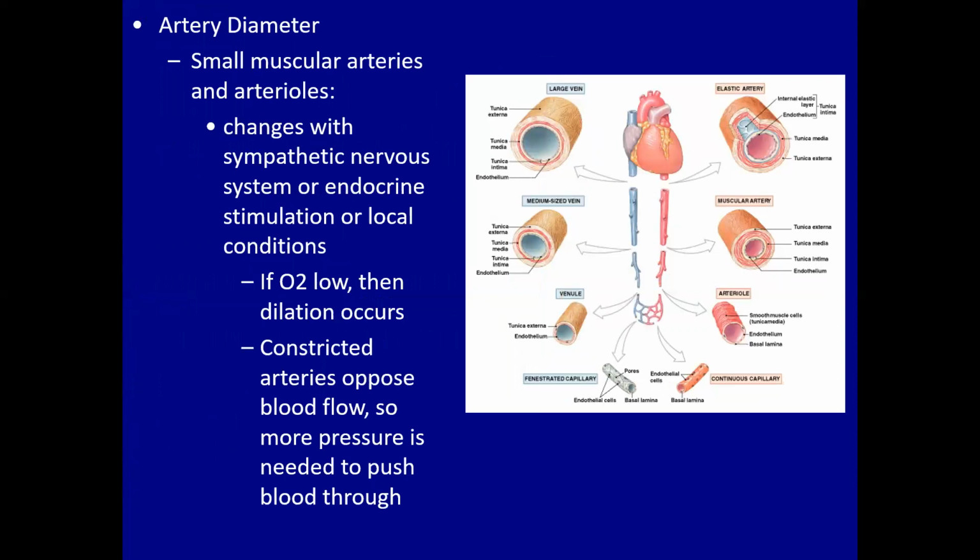So when you look at the diameter in the muscular arteries and in the arterioles, they're going to change based on what the sympathetic nervous system or the endocrine system tells them to do. If the amount of oxygen is low, then dilation is going to occur to allow more blood to flow.